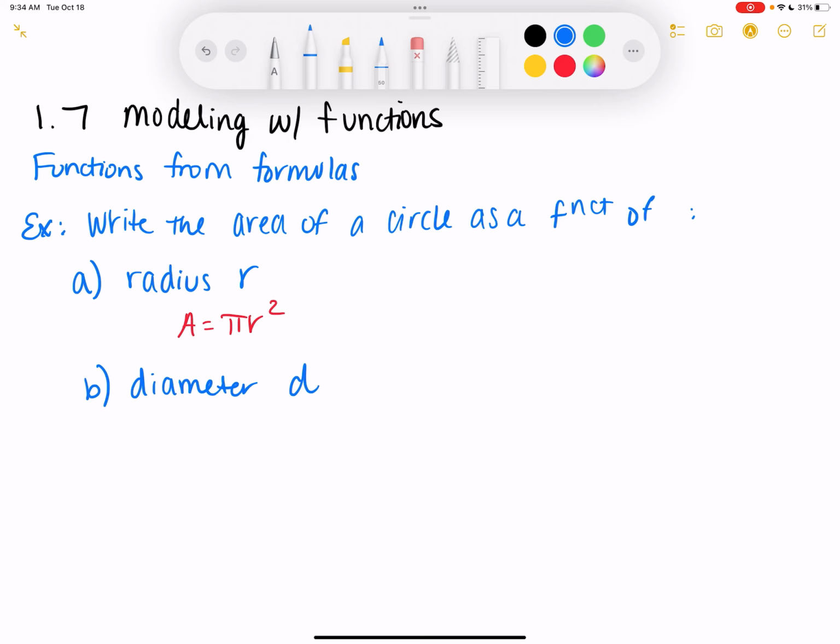All right, so what would area as a function of diameter be? Area equals pi times d over 2, squared. Or if you wanted to write it this way, you also could do this as pi over 4 times d squared. Either of those would be fine, but the prettier way is the second way.